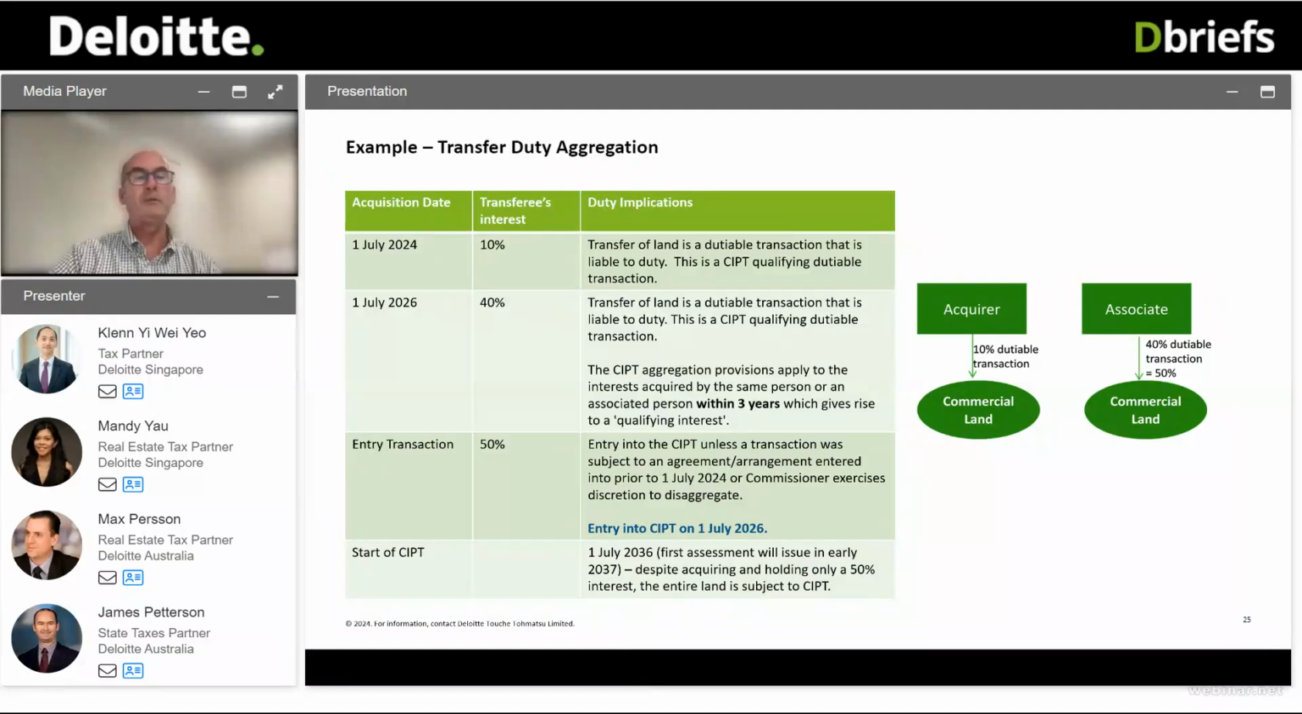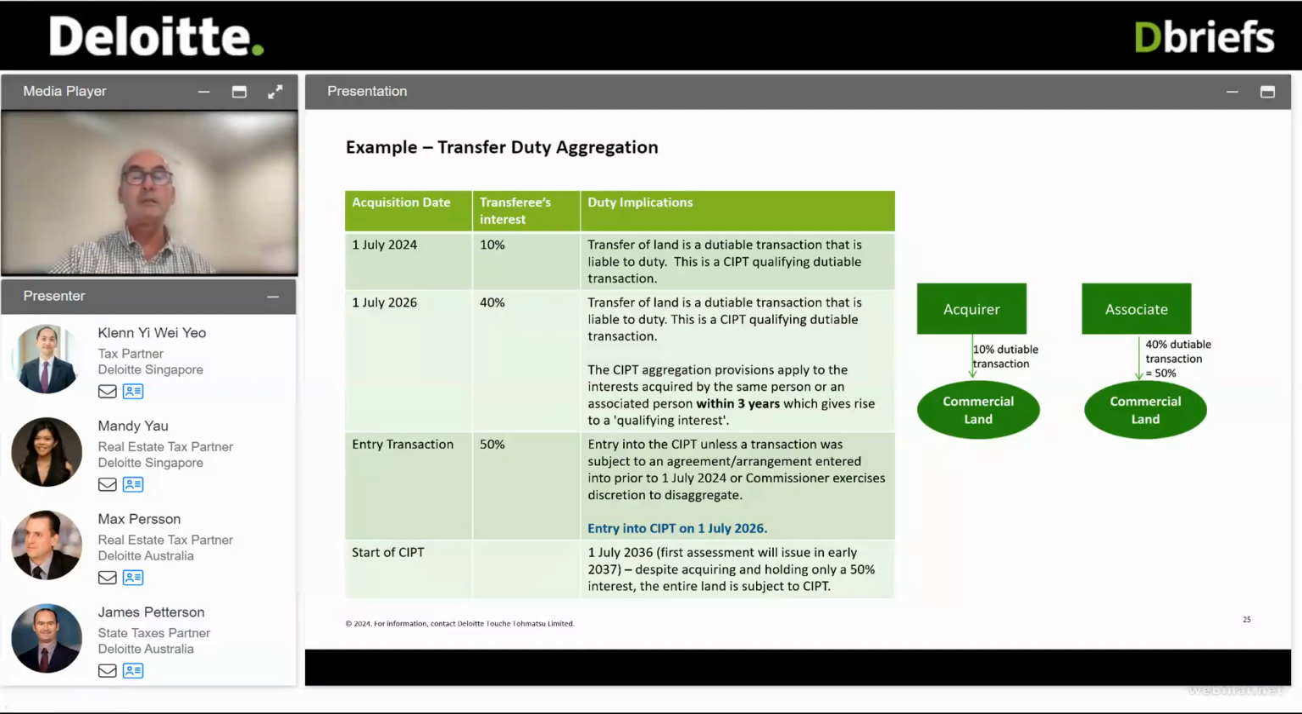So assume here on the 1st of July this year, a 10% interest in land was acquired. Then 2 years later, on 1 July 2026, a further 40% interest is acquired in the land. It's within the 3 years, so the CIPT aggregation rules are going to apply. We've had a 10% plus 40% acquisition, so 50% interest, and we'll move into the CIPT regime. The entry date will be the 1st of July 2026.